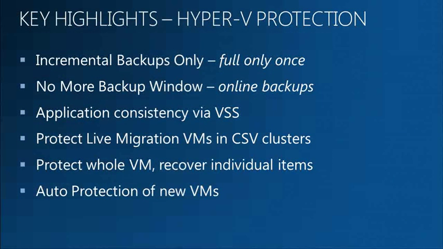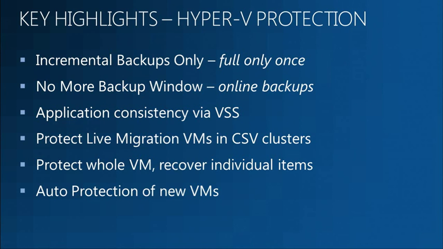So let's look at some of the highlights specifically for the workloads that we protect, starting with Hyper-V. One of the key advantages of DPM is that we only do a full backup one time. The very first time you protect a data source, we take a full copy of that data, and that is the only time we take that full backup. Everything after that is incremental block-level changes to the data source, in this case, a Hyper-V VM. Everything is online. We have no requirement to take anything down during that backup, so there is no more backup window. Everything continues running while the backup is occurring.